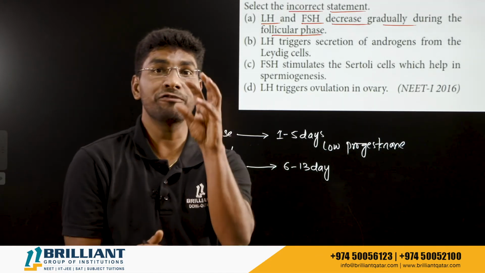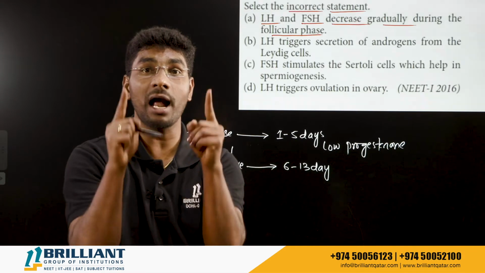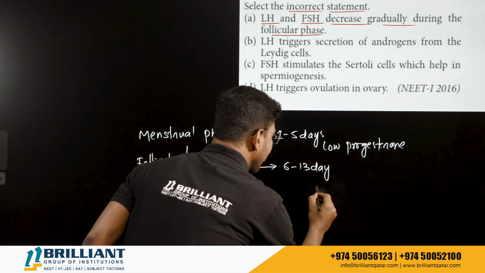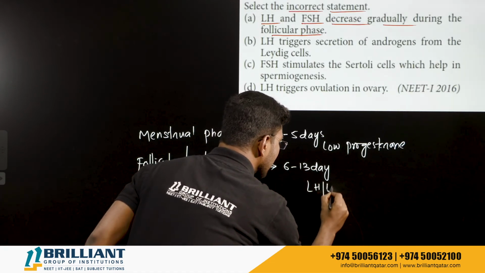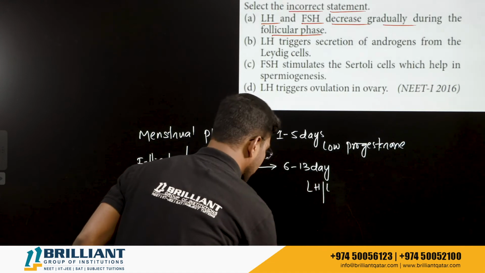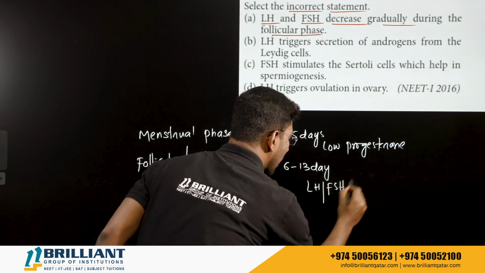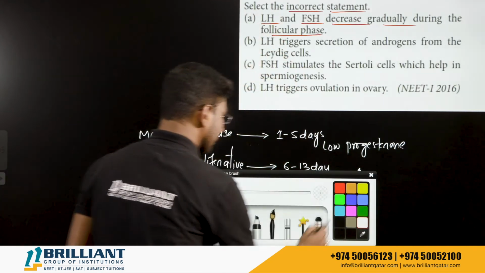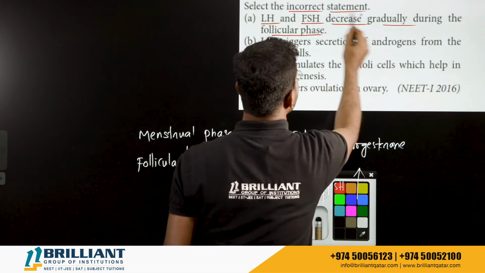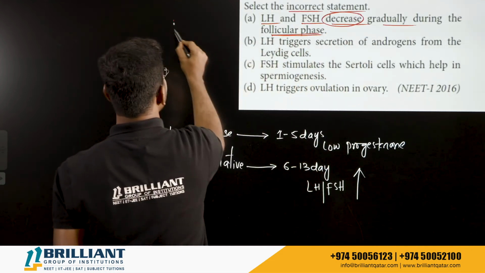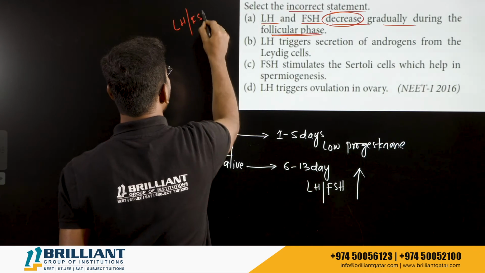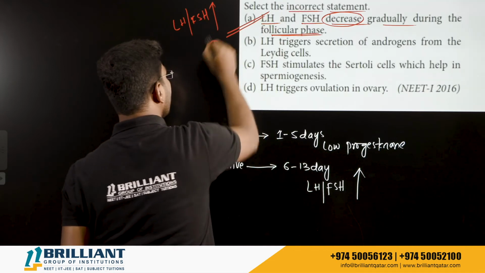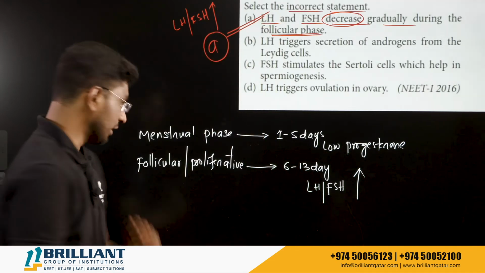In this period, follicles start to grow in the ovary under the influence of LH and FSH hormones. So during this time, LH hormone and follicle stimulating hormone, FSH, are at a high, peak level. What is given here? The incorrect statement is that LH and FSH decrease during the follicular phase. No sir, LH and FSH are increased during the follicular phase. So the incorrect statement is option A. What about the rest of the 3, sir? Wait a moment.